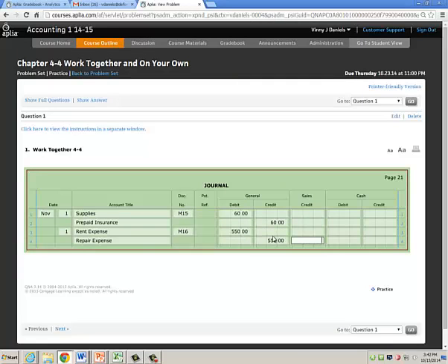Now you might ask, is it important which account goes first? And yes, remember, debits are always written first, so supplies had to go first. Prepaid insurance would have to go second. Rent expense has to go first. Repair expense would go second.